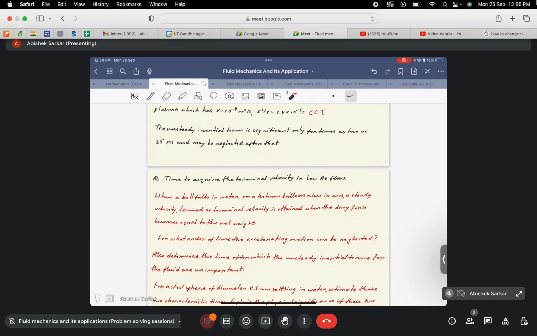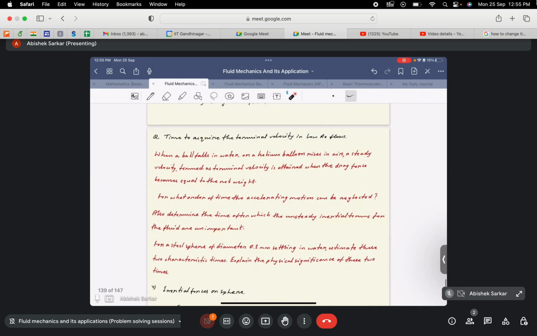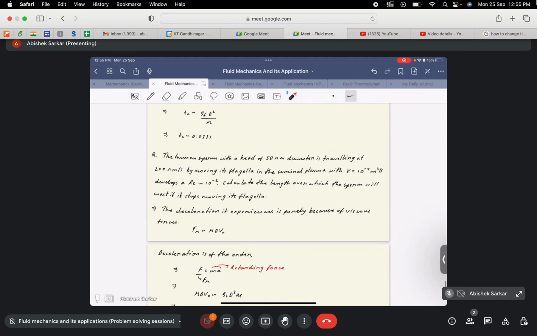So the quasi-steady nature of the flow helps us in neglecting the unsteady term and just dealing with the steady force terms. That's why it is named quasi-steady. It's almost steady. Let me see if we have time to cover the entire thing.